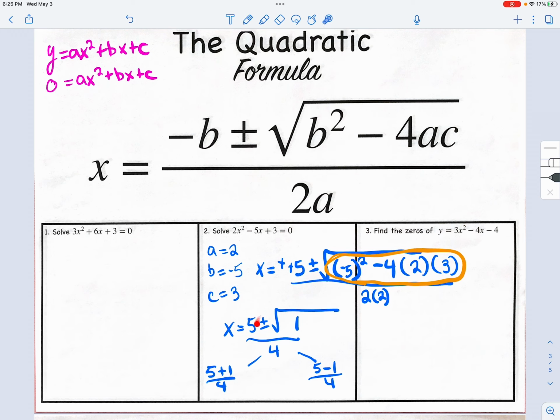So we got to break down this plus or minus, okay? Separate them. So 5 plus 1 is 6. And 6 divided by 4, hey, that ends up giving us 1.5. But if you change it back to a fraction, it'll give you 3 halves. All right, that's one of the zeros or x-intercepts. Now over here to the right, we have 5 minus 1, which is 4. And 4 divided by 4 is 1. So our solutions are 3 over 2 and 1.